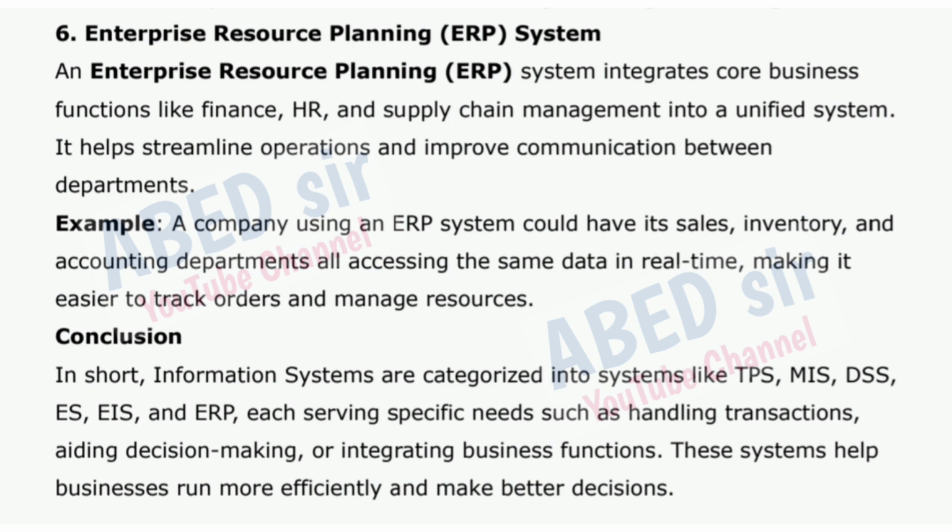Conclusion. In short, information systems are categorized into systems like TPS, MIS, DSS, ES, EIS, and ERP, each serving specific needs such as handling transactions, aiding decision-making, or integrating business functions. These systems help businesses run more efficiently and make better decisions.